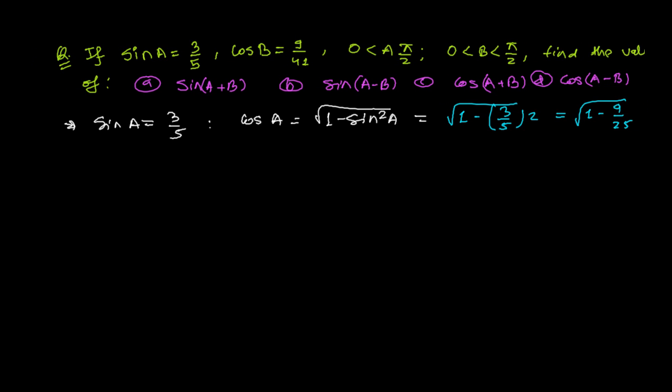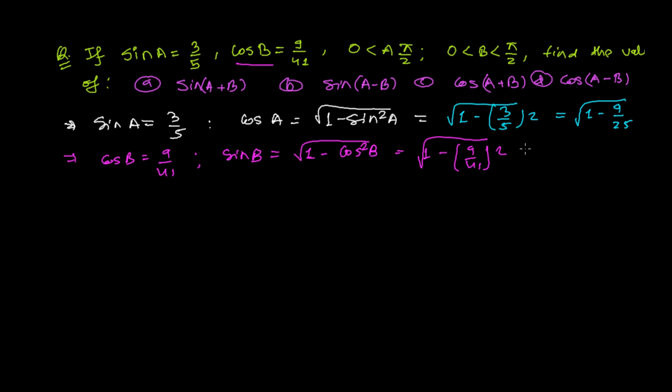And now one more thing we have is cos B. Our cos B is given as 9/41. Therefore we can find sine B, which will be the square root of 1 minus cos square B, and it's going to be 1 minus 9/41 whole square. All right, and it's going to be 1 minus 81 divided by the square of 41.